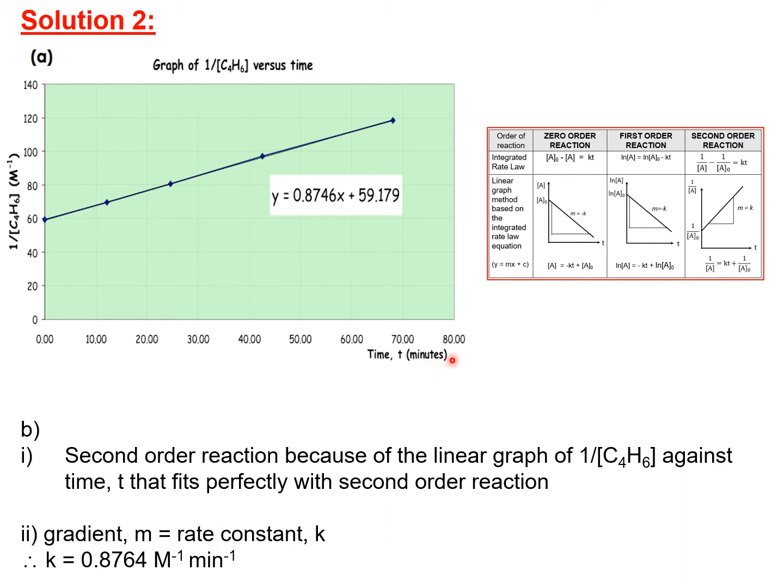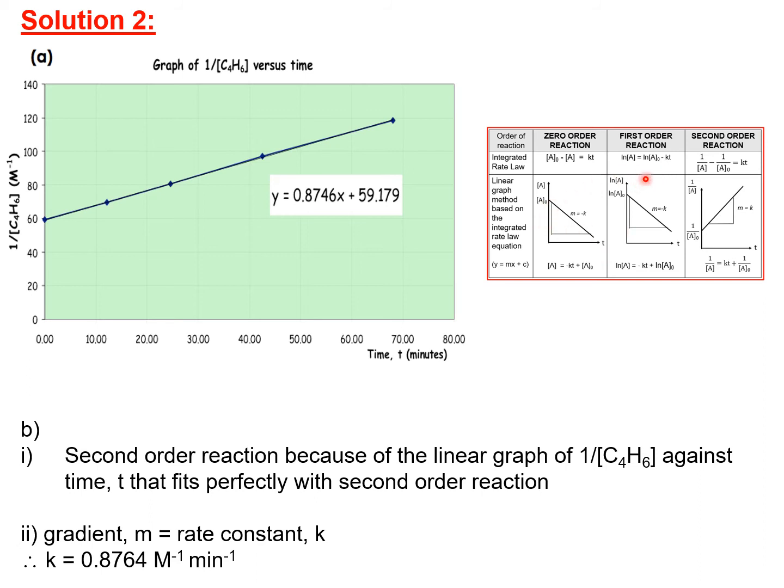Right. So now based on the graph, you need to determine the order of reaction. So you look at the order of reaction. If it is zero order, you must build a graph between the concentration of A versus time. Okay. What is A? The reactant.